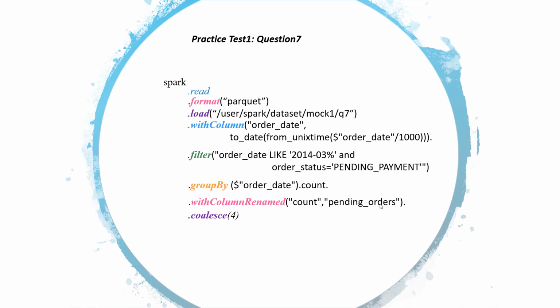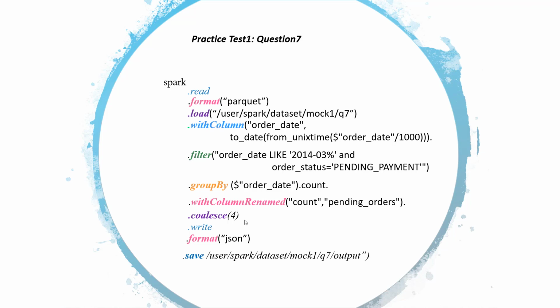Then finally I'm applying the coalesce operation. Why so? Because in the question it is given that we want to have our output in only 4 files. So we want to coalesce our output to 4 files, so that we have exactly 4 files as our output files. And then I'm saying .write.format JSON and then save, then the HDFS location.